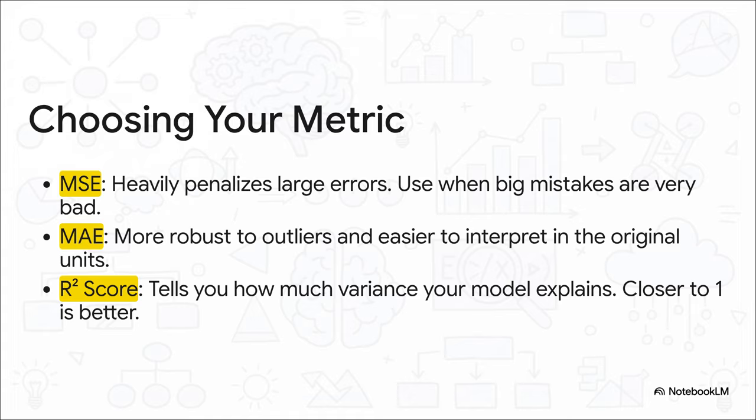And then there's the R-squared score. This one's my favorite, it's so easy to understand. An R-squared of, say, 0.85 just means that your model's features, like the number of bedrooms or the zip code, can explain about 85% of the differences in house prices. The closer to 1, the more of the story your model can tell.